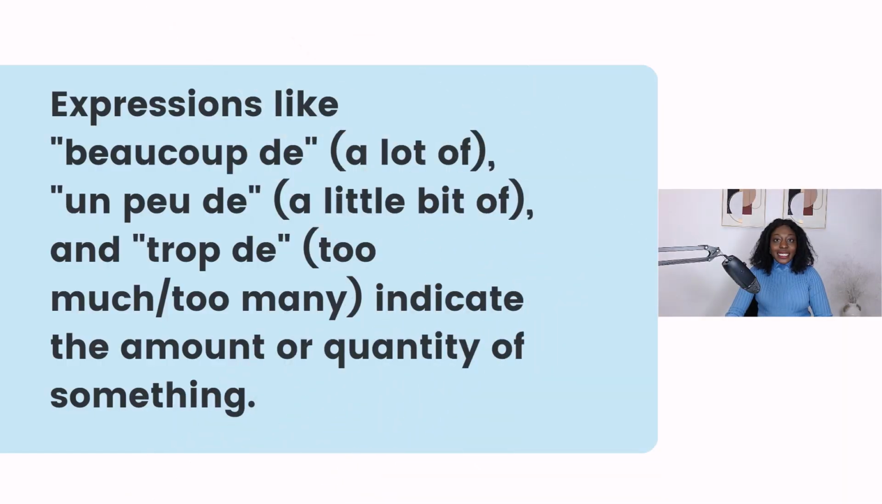Now, one thing you should be very careful with to avoid making any grammatical errors is when we have expressions like beaucoup d'eau, trop d'eau, or even the negative form pas de. Let's take a look at some of these expressions. First, we have beaucoup de, which means a lot of something, a lot of water. Un peu de, a little bit of something.